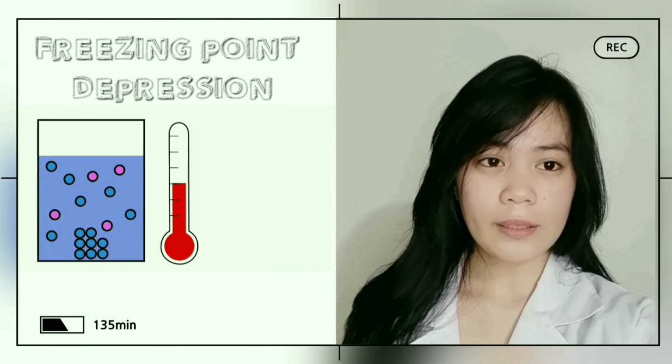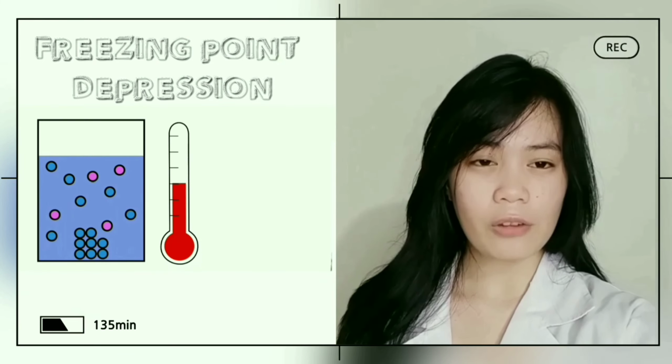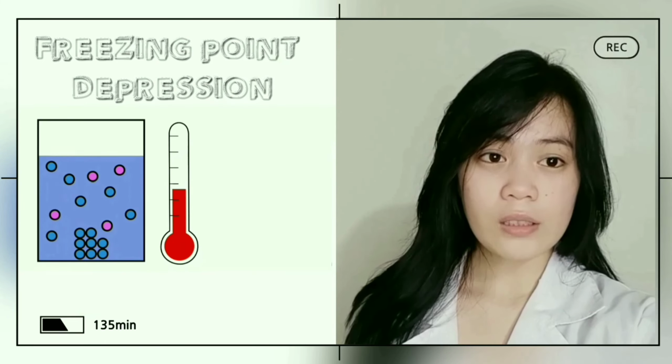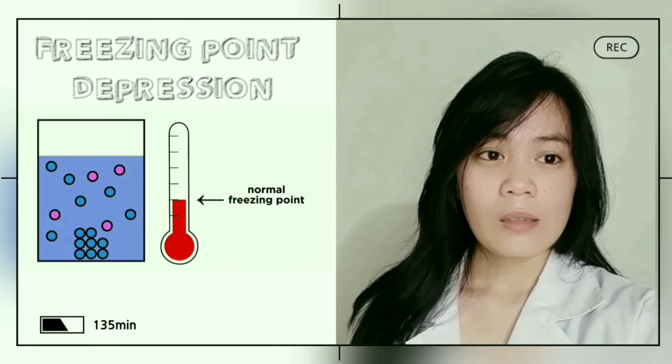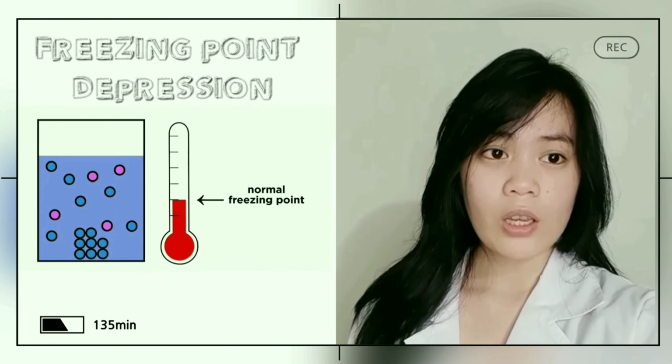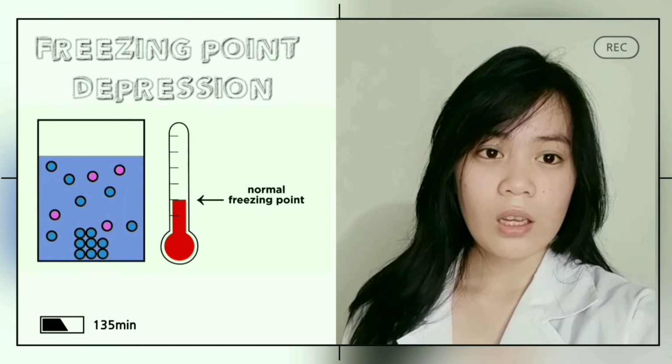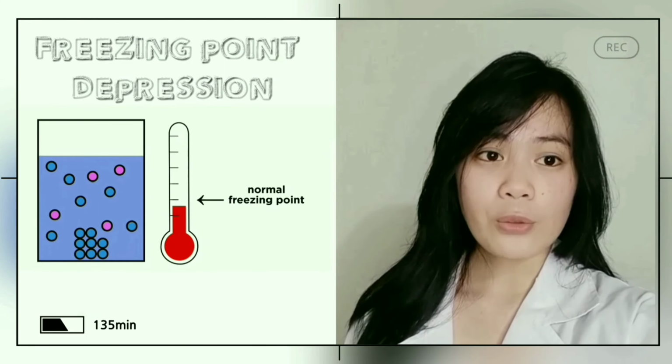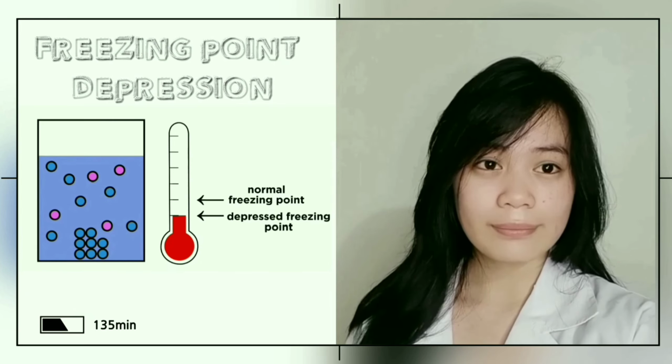Freezing point depression is similar but deals with the interface between the liquid and the solid phases. For a liquid to freeze, it has to form a lattice. But the presence of solute particles interferes with the ability of the solvent particles to efficiently form the lattice. So to compensate, the system has to reach an even lower temperature to freeze.